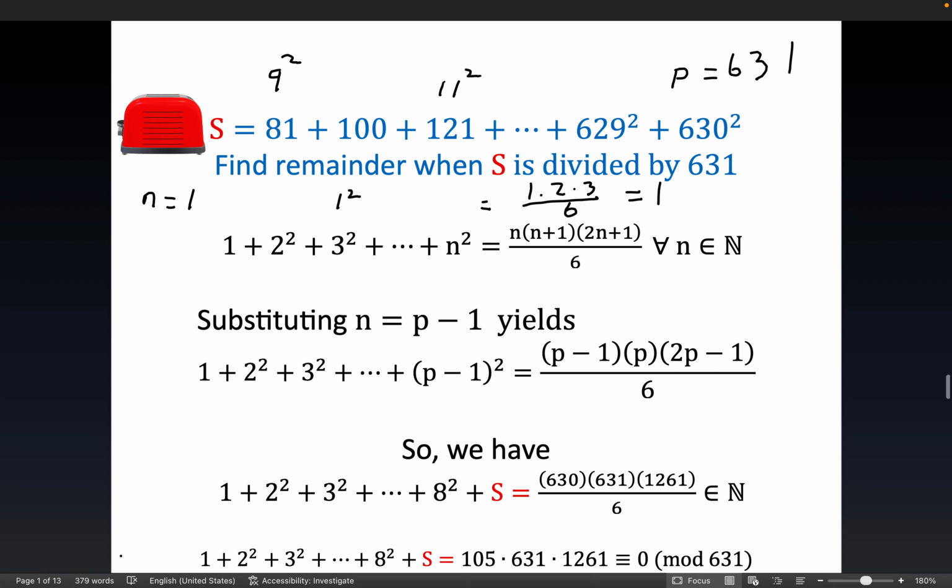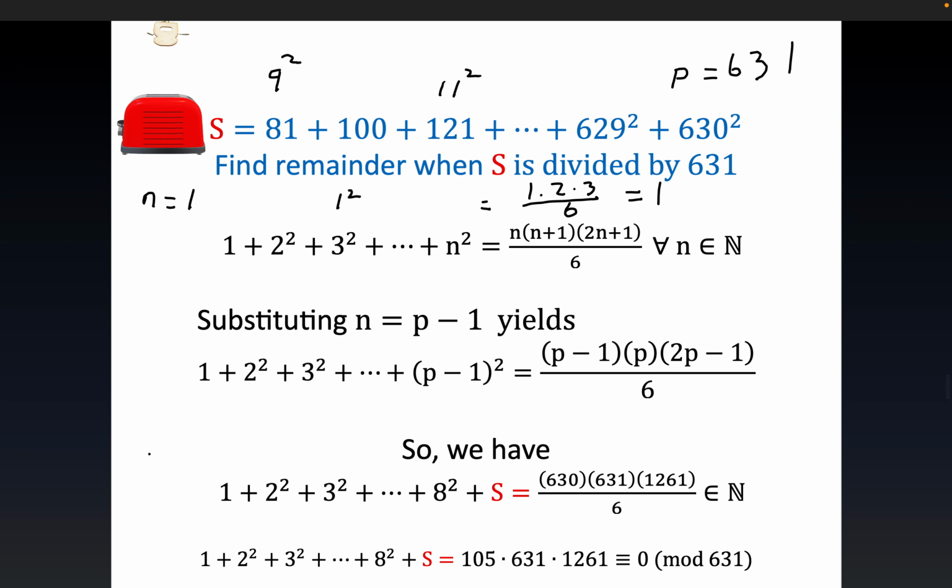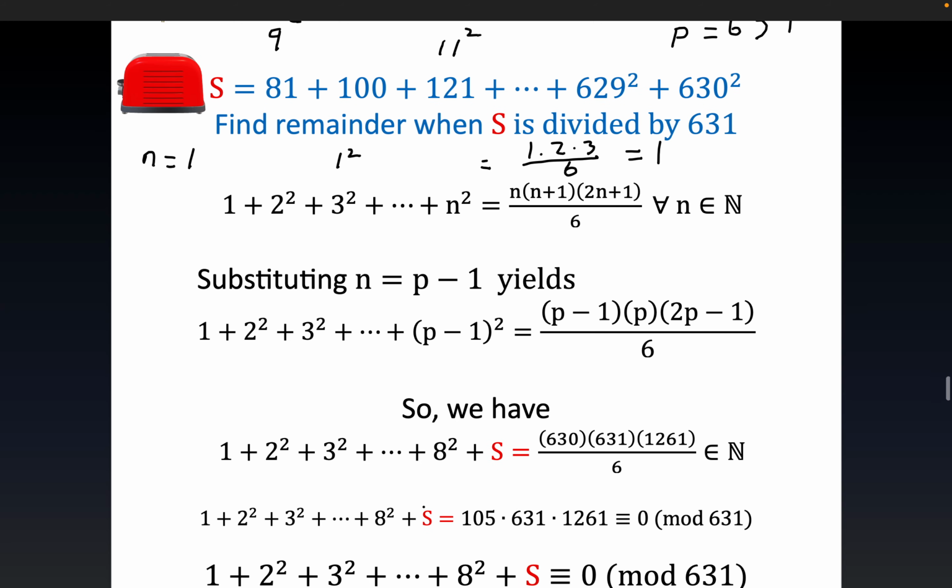We got here, okay? Now notice that S is defined the way it is, right? S starts at 81, so we've got to pick up the other squares. In other words, this one would be 64, right? So we have to pick up the other squares in order to utilize the formula. Remember, S starts at 9 squared. This is 8 squared right here. So we know this much is true just based on the formula, right?